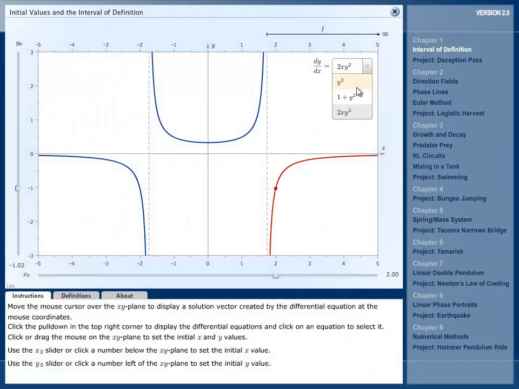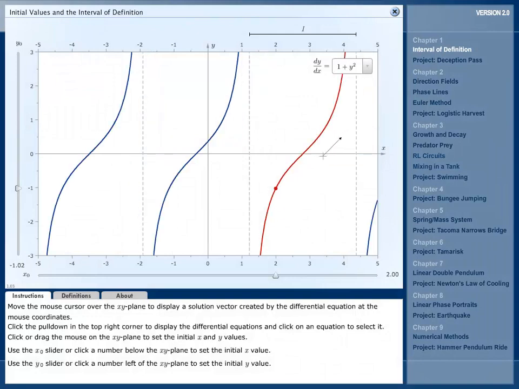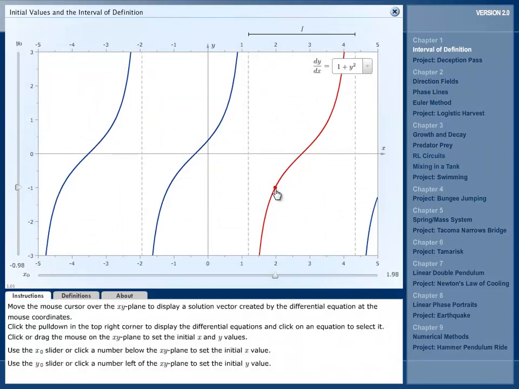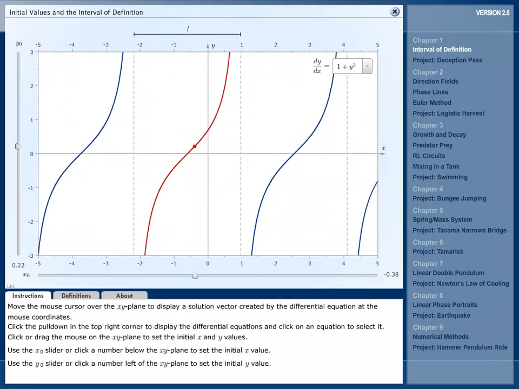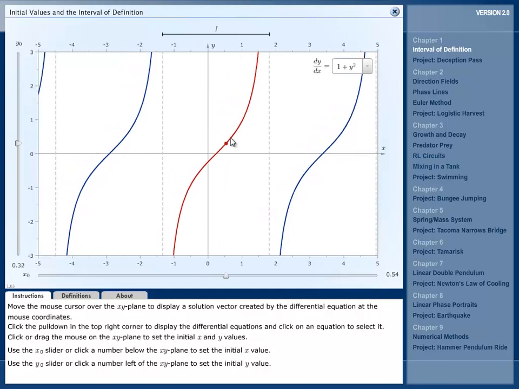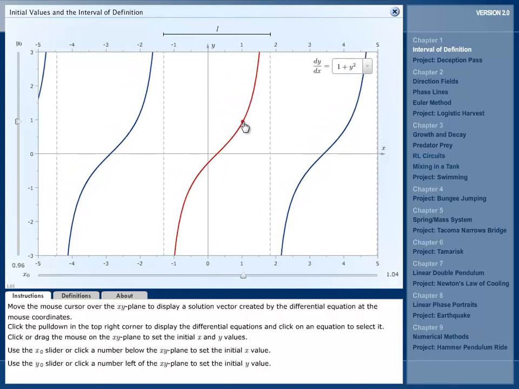All right, now if you switch over to other differential equations, notice how your interval of definition always contains your initial conditions, and it's the largest interval that contains your initial condition over which the function is continuous. I can't go past, say, this dotted line in this example because the function is not continuous across the dotted line. So you see where the interval of definition moves based on where your initial condition is.